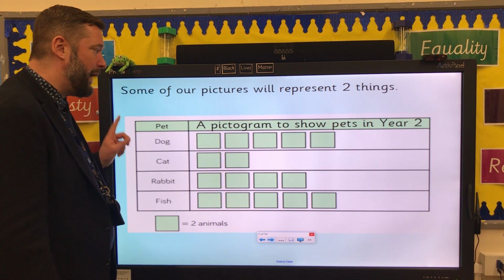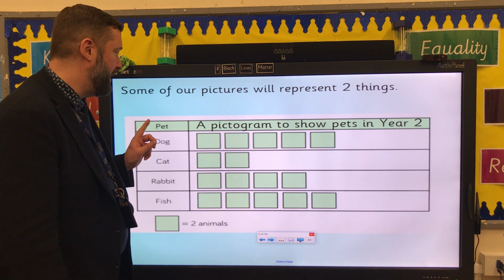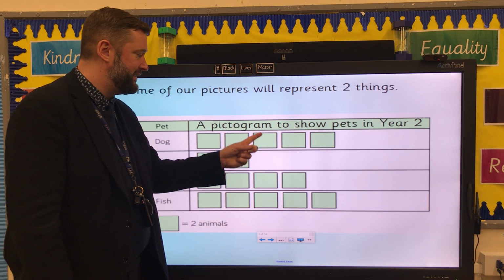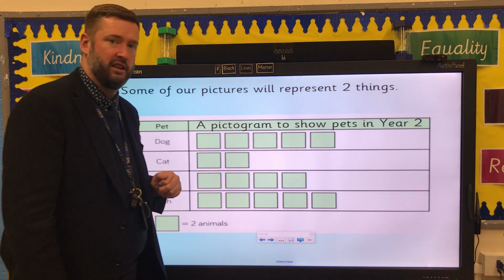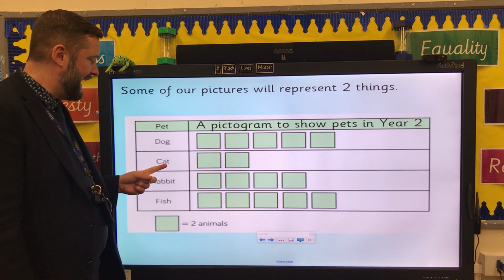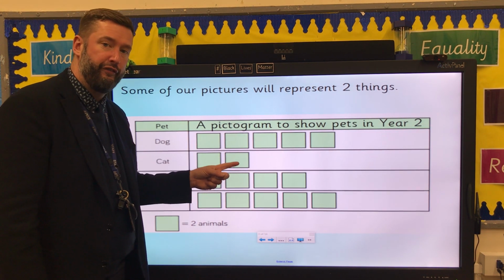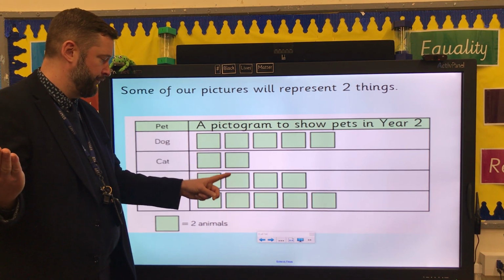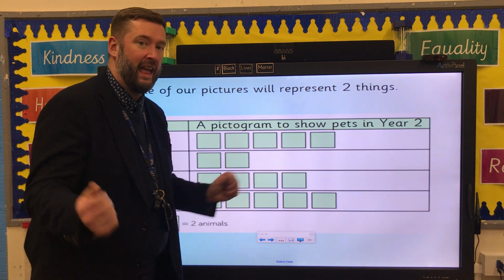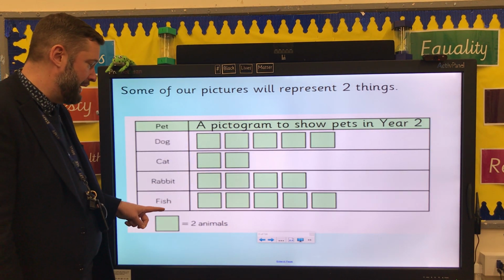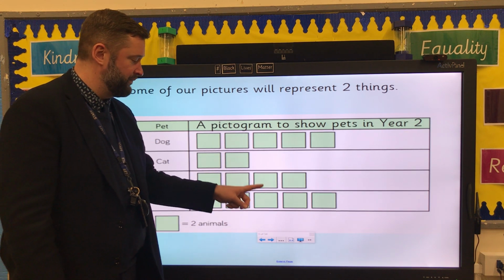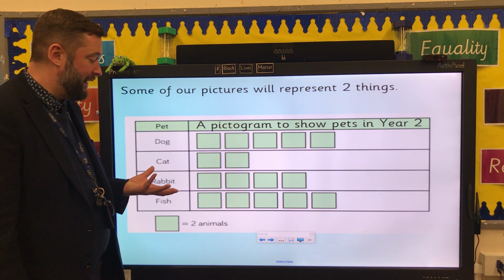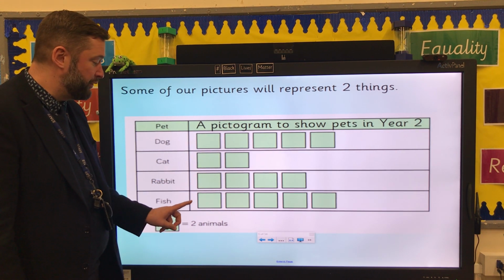Let's find out how many dogs there were as pets. We need to count in 2s. Are you ready? 2, 4, 6, 8, 10. There were 10 dogs. How many cats? 2, 4. There were 4 cats. Count the rabbits for me. 8 rabbits. Count the fish for me. 10 fish. So some pictograms, the picture is going to equal 2 things.